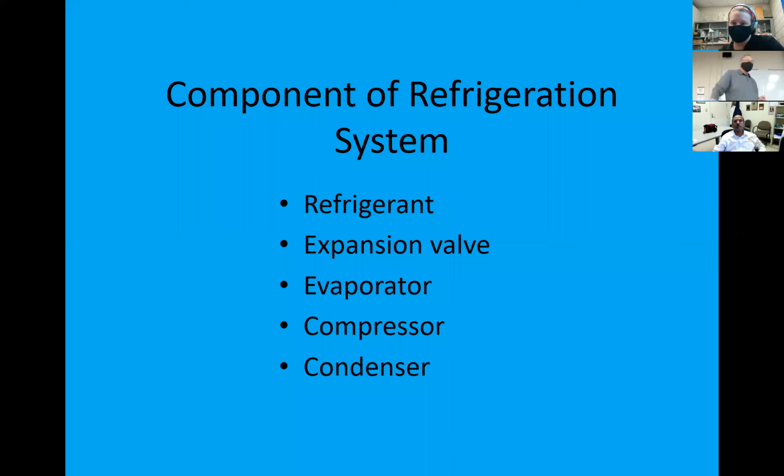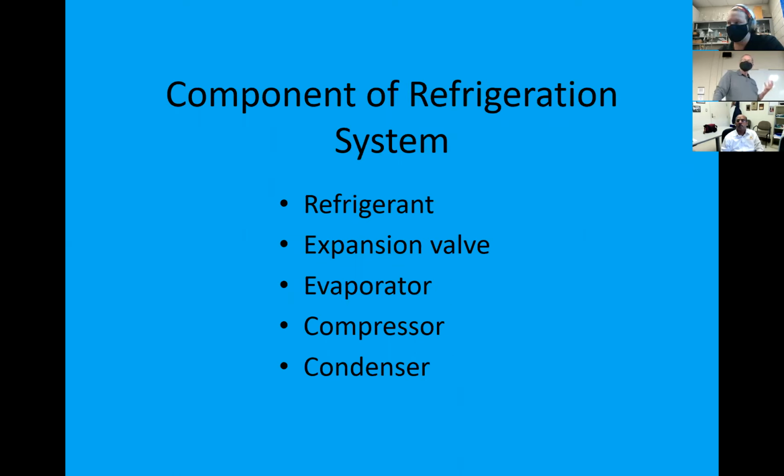So when you look at a refrigeration system, it's basically a 5-component system. You have a refrigerant that acts as your transfer media. You have the expansion valve, which allows this refrigerant to flow into the evaporator.